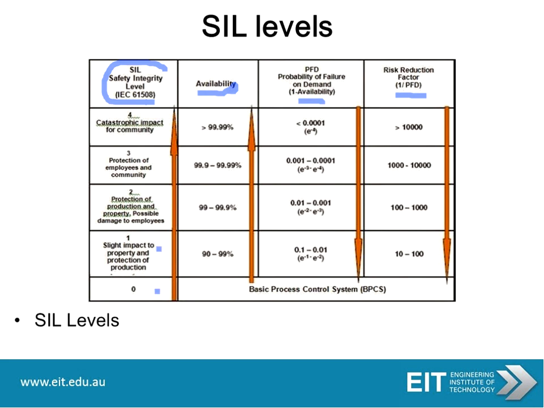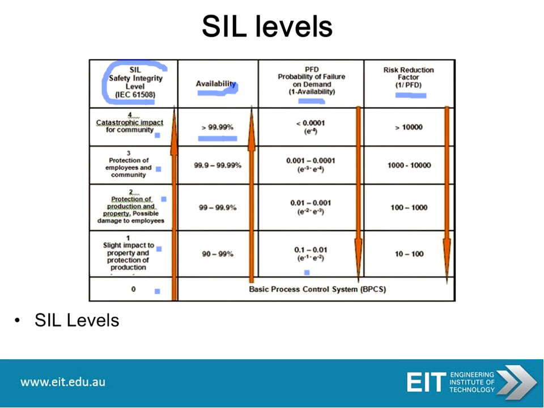Then 1 is slight impact to property and protection of production. Then protection of production and property, partial damage to employee. Then we get protection of employees and community. And then we've got catastrophic impact for community. So you can see the availability is very high as we go up. What goes down is the probability of failure on demand.